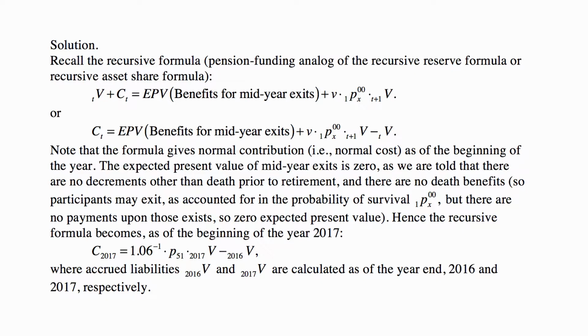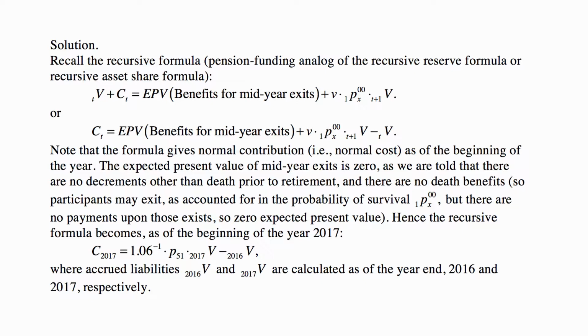So the recursive formula becomes, as of the beginning of the year 2017, the normal cost, or normal contribution, for the year 2017 is the actuarial present value of the accrued liability at the end of the year minus the accrued liability at the beginning of the year.